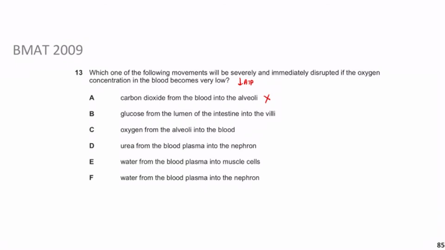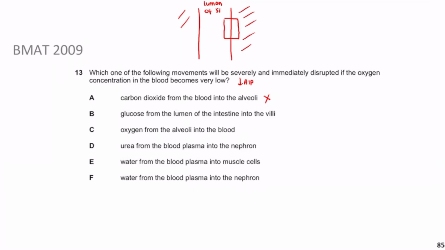Glucose from the lumen of the intestine into the villi. So I think we covered, guys, in a previous video how glucose is reabsorbed in the kidney through secondary active transport, and a similar thing happens in the intestine. So we can quickly recap that. Let's just say this is the lumen of the small intestine. Obviously, this is just bounded by tissue on either side.